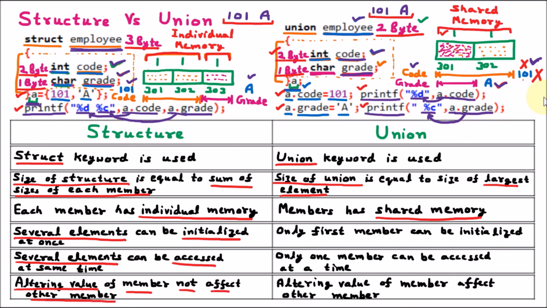But inside the union, we have the shared memory. Because of that, only the first member can be initialized first. Then if you want to access the members, you have to access them one by one. So only one member can be accessed at a time. And because of the shared memory, if you are altering a member, that will affect the other member. So that is all about the difference between structure and union.